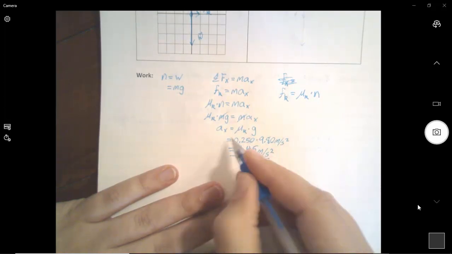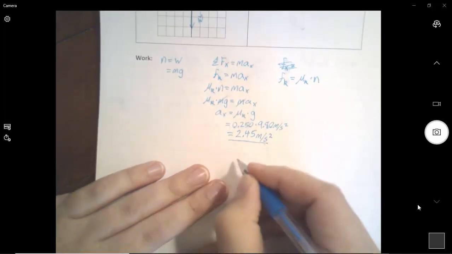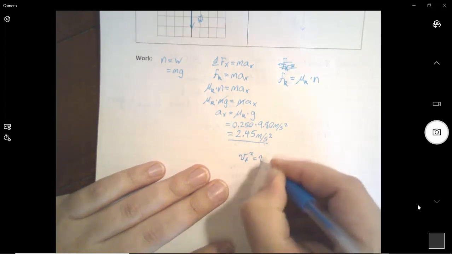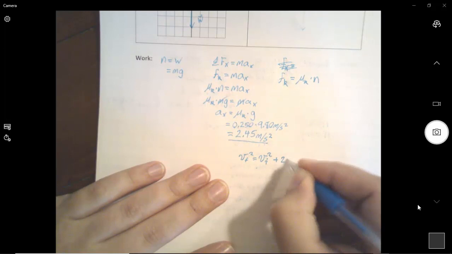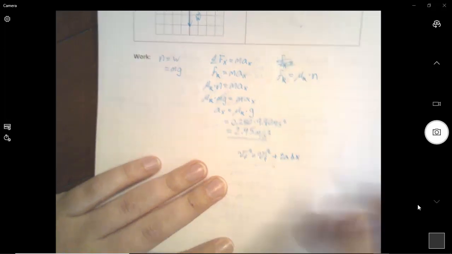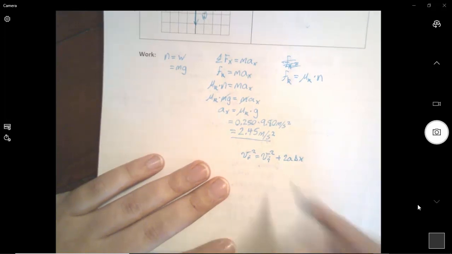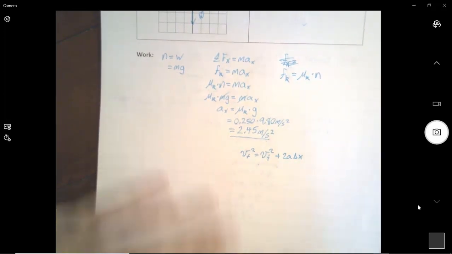And therefore, the overall motion of the objects, if you use one of your kinematic equations, which is Vf squared is equal to Vi squared plus 2a delta x, you use an equation like this in order to calculate the motion of the objects. You'll see that they end up moving only a small amount.